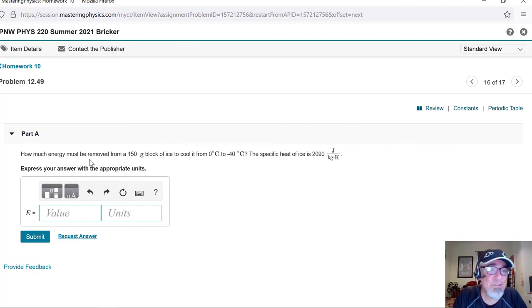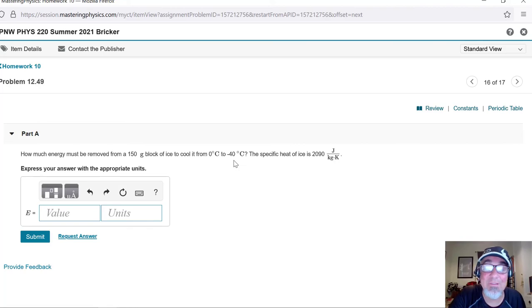So how much energy must be removed from a 150 gram block of ice to cool it from 0 to -40? The specific heat of ice is 2090 joules per kilogram Kelvin. Okay, so it's already ice. It's a 150 gram block of ice, and you want to take it from 0 to -40. So there's no phase changes here. It's already ice. You just want to make it cooler.